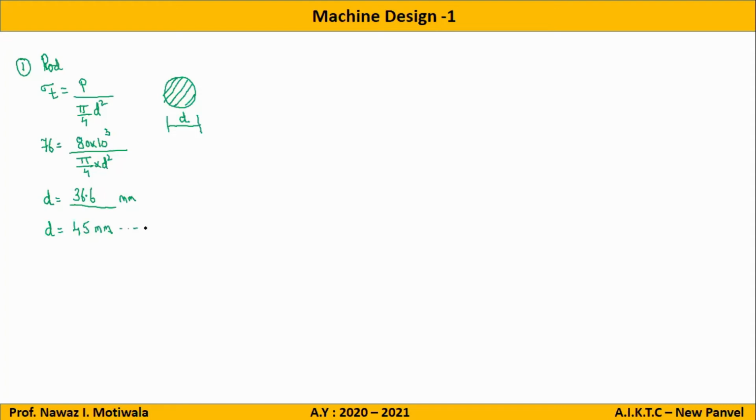This is my answer number 1, or you can say parameter number 1, which we have found. Now let us consider the second element. What will be the second element to be considered? Spigot. Yes, the second element to be considered is the spigot. And under spigot, the first failure which we'll consider is the tensile failure.